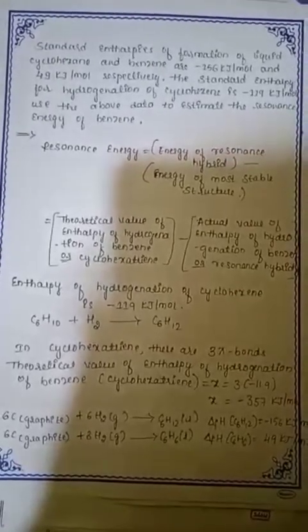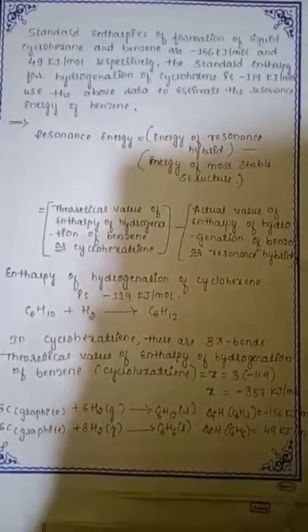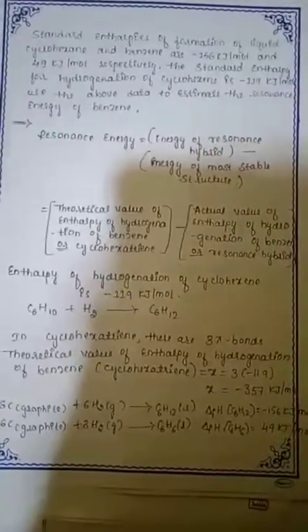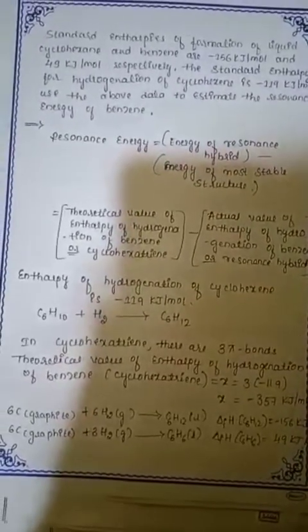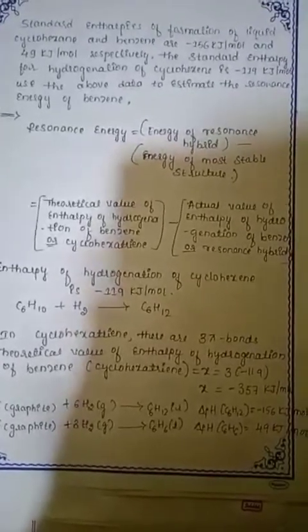Now we have a problem on resonance energy. Standard enthalpy of formation of liquid cyclohexane and benzene are minus 156 kilojoules per mole and 49 kilojoules per mole respectively. The standard enthalpy of hydrogenation of cyclohexene is minus 119 kilojoules per mole. Use the above data to estimate the resonance energy of benzene. We have to find the resonance energy.